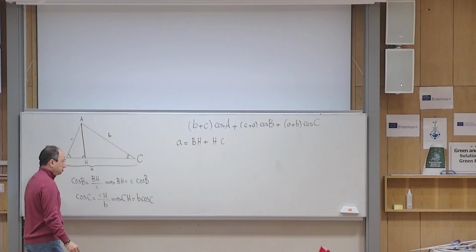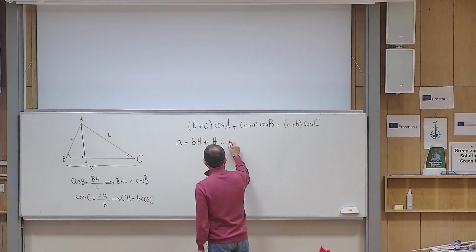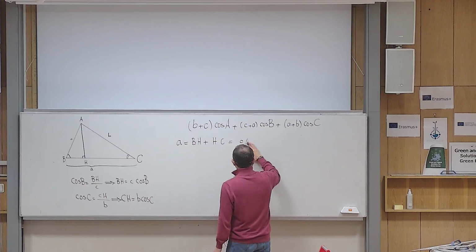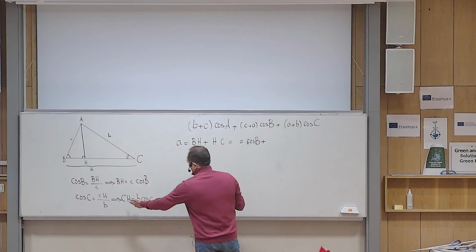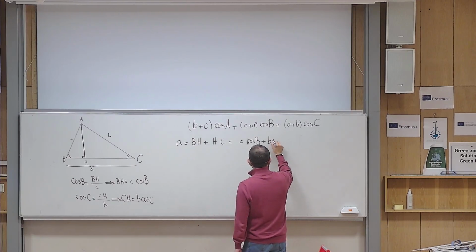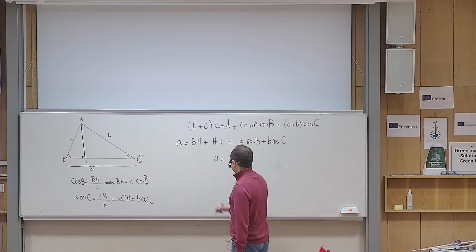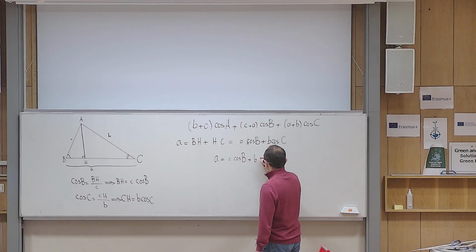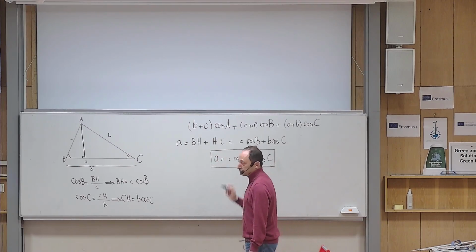Now if I take these two with me and put them here, what happens? BH is c cosine B plus HC, or CH, it doesn't matter, is b cosine C. So I was able to show that the length a is equal to c cosine B plus b cosine C. So this is the relation that I wanted to prove.